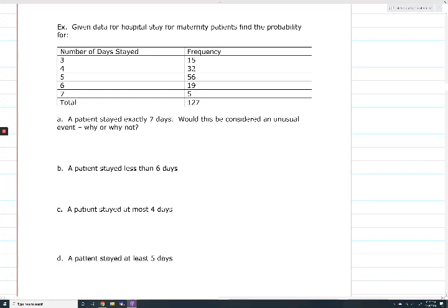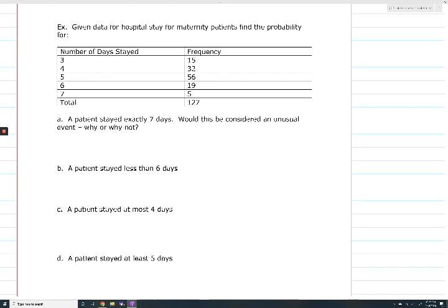Same idea, different frequency distribution. This time we're dealing with the number of days stayed at a hospital for maternity patients and the frequency of that. So we had 15 people stayed for 3 days, 32 stayed for 4, and so on. A patient stayed exactly 7 days. Would this be considered unusual or not?